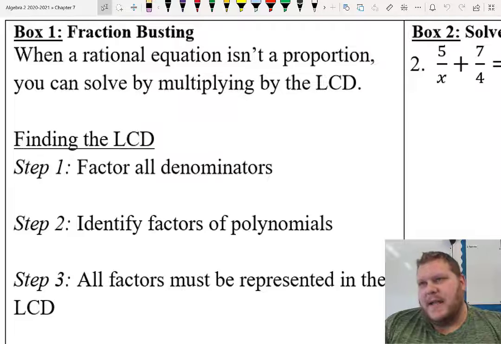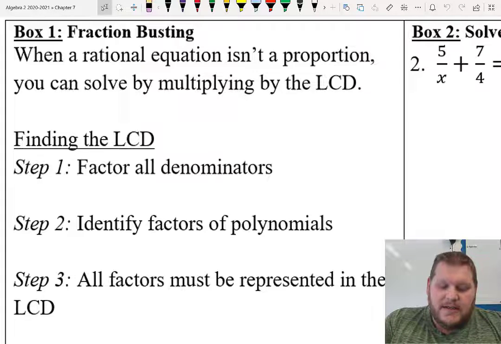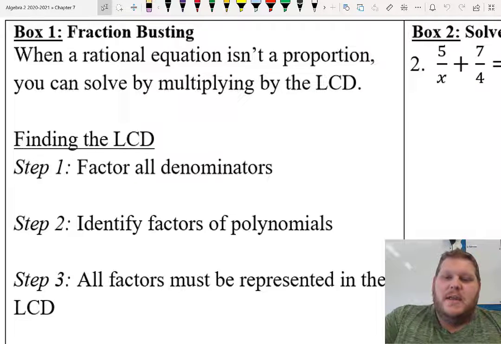You remember our second option for 7.3 when we had complex numbers. Our second option was to find our LCD of the entire complex fraction and multiply our entire fraction by that LCD. Fraction busting is kind of the same thing, which is what I call what we're doing here today. We're going to start by finding all of my denominators and factoring them out, figuring out what the factors of those polynomials are, and then include that in my LCD. And then I take my equation and multiply everything in that equation by that LCD.